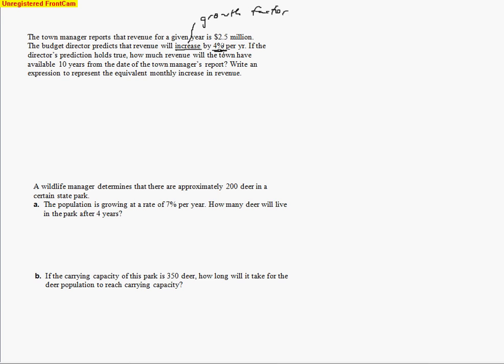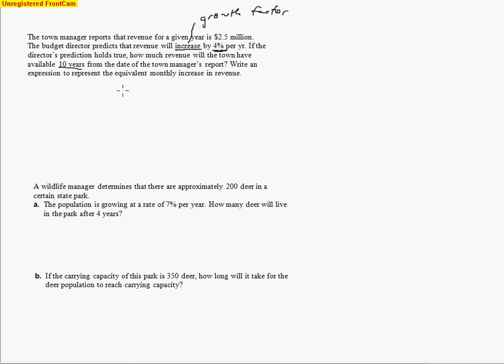What that means is at the end of 1 year, it's 4%, but then you have to add on that extra amount that was increased and calculate that again the following year. So if the director's prediction holds true, how much revenue will the town have available after 10 years? We're also supposed to write an expression to represent the monthly increase in revenue.